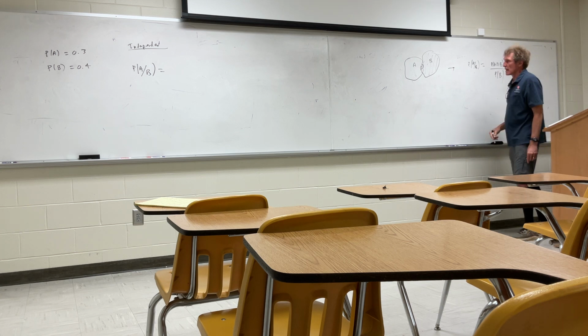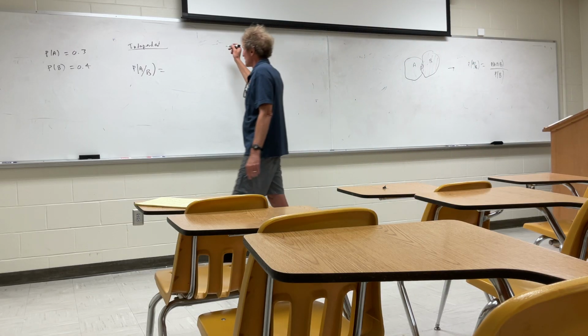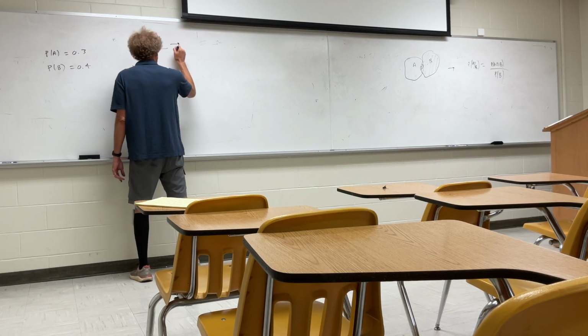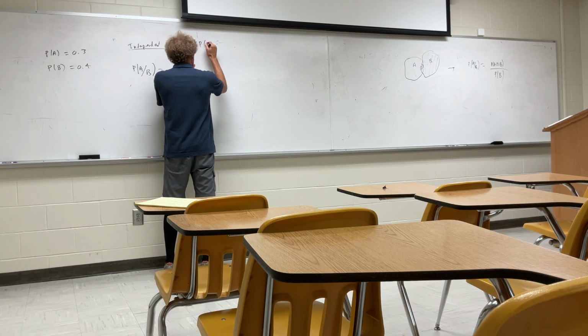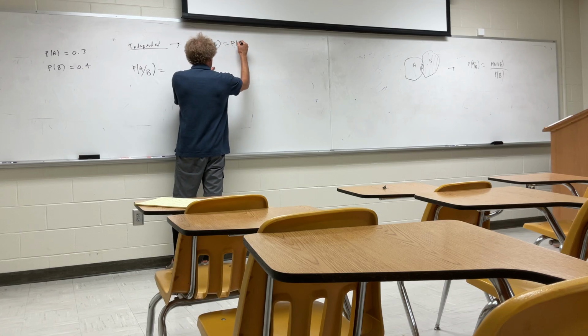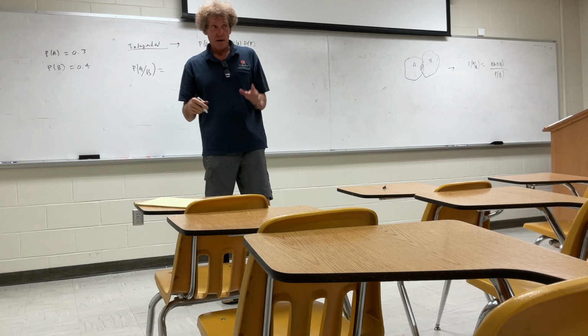And then the word independent comes in. If they're independent, the probability of A intersect B is equal to the probability of A times the probability of B. I put that down earlier. Do you remember that class? Everybody with me?